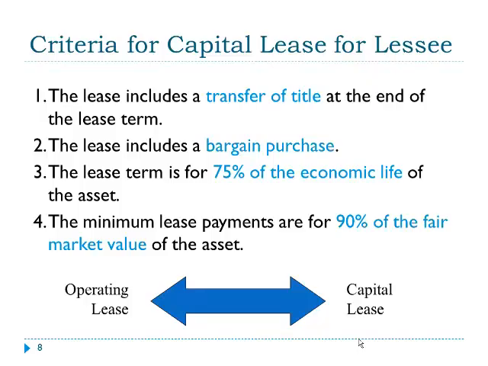The first one, if a lease includes a transfer of title at the end of the lease term, then it will always be a capital lease. If a lease includes a bargain purchase, then it's always a capital lease. If the lease term is for 75% of the economic life of the asset or more, then it's going to be a capital lease. Or if the present value of the minimum lease payments is 90% or more of the fair value of the asset, then it's a capital lease. If all 4 of those are absent, then it's an operating lease. Only one of these needs to be present to determine a capital lease.